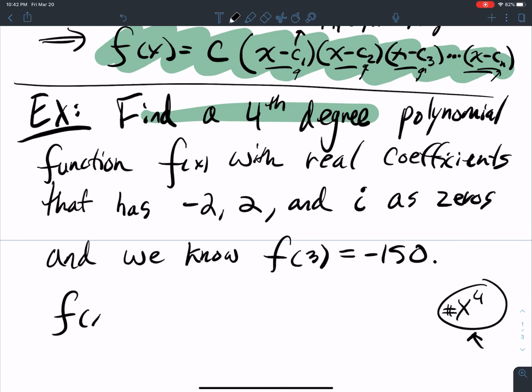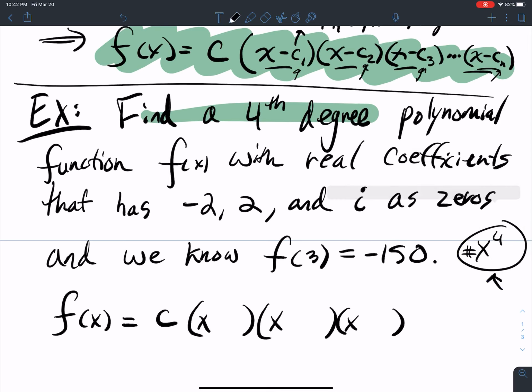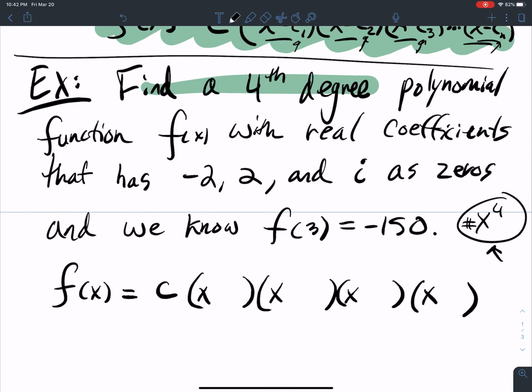So I know right off the bat, it's going to be some number times x, and then x, and then x, and how many are there? There's 4 of them. So I've got another x here. My job is just to figure out what goes in those blanks there, okay?